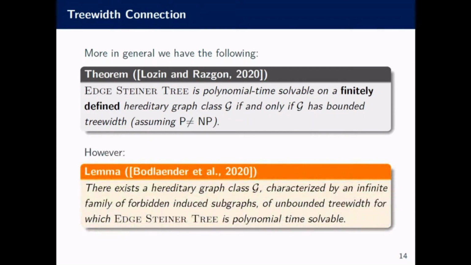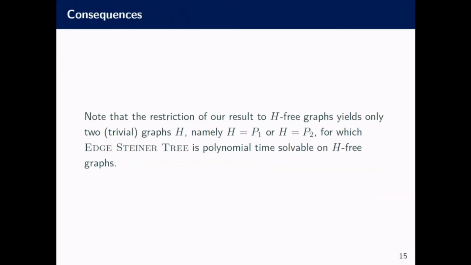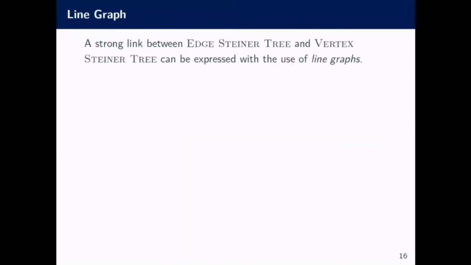However, we proved that there is a hereditary graph class G that can be characterized by an infinite family of graphs, but of unbounded treewidth, for which this problem is easy to solve. If we restrict this result to only H-free graphs, we only have two trivial results, when we forbid P1 or P2. This will be in contrast with the result for vertex Steiner tree that we will see later.